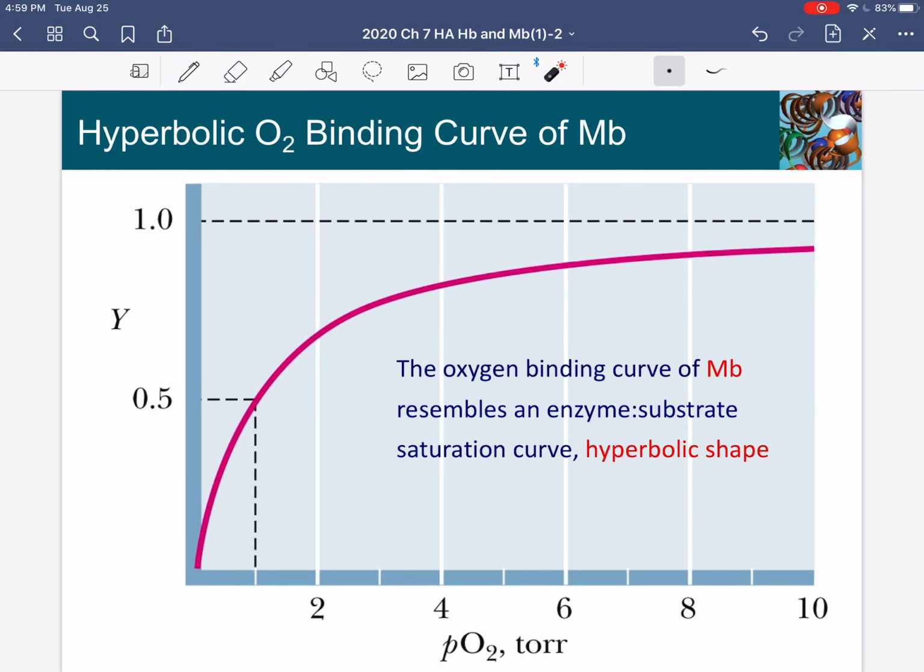All right, so this is the hyperbolic oxygen binding curve of myoglobin shown here. And what you can see is that it binds at relatively low concentrations of oxygen or partial pressure of oxygen. Okay, it's a hyperbolic shape, and we'll see this binding curve shape again when we talk about enzymes binding to their substrates. It's a hyperbolic saturation curve. Okay, that's the main take-home message from here. Recognize the shape of a myoglobin curve.